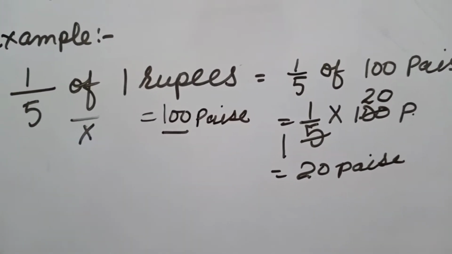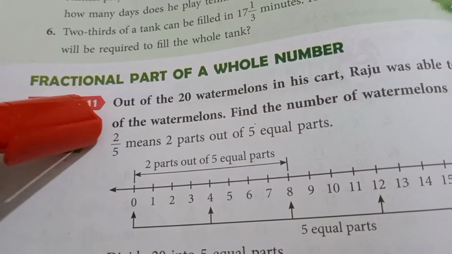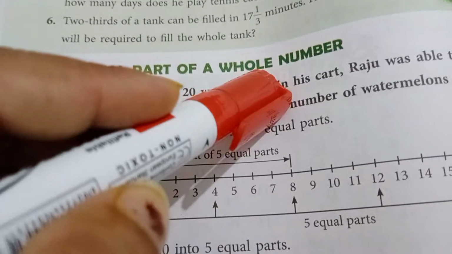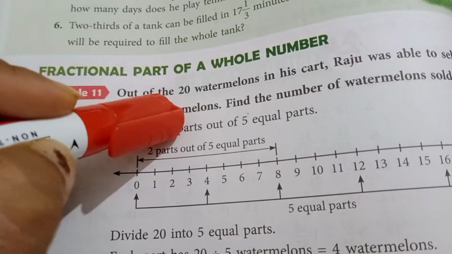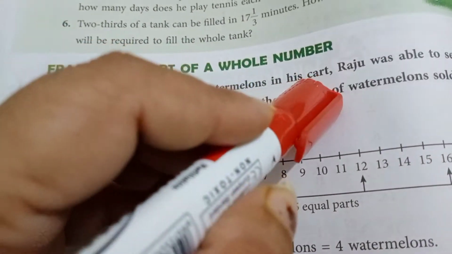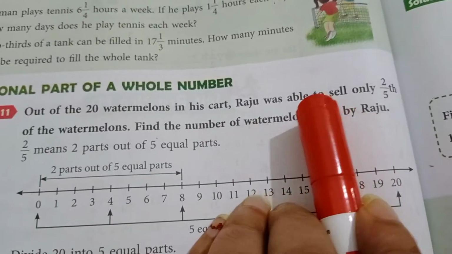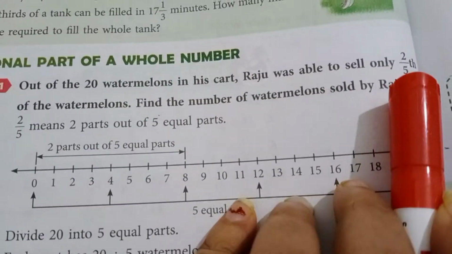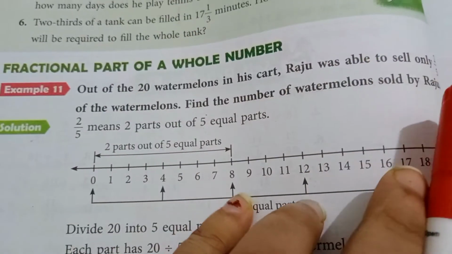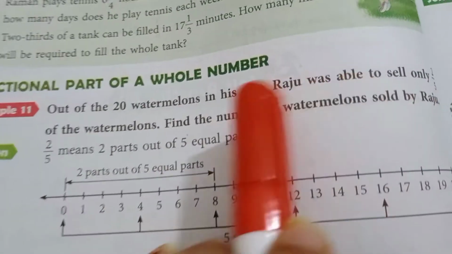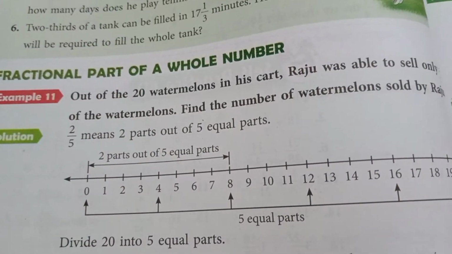Now we will try to understand it with the help of book exercise. Let's try to understand this concept, fractional part of a whole number, with the examples of your book also. Out of 20 watermelons in his cart, Raju was able to sell only 2 by 5th of the watermelons. Find the number of watermelons he sold.